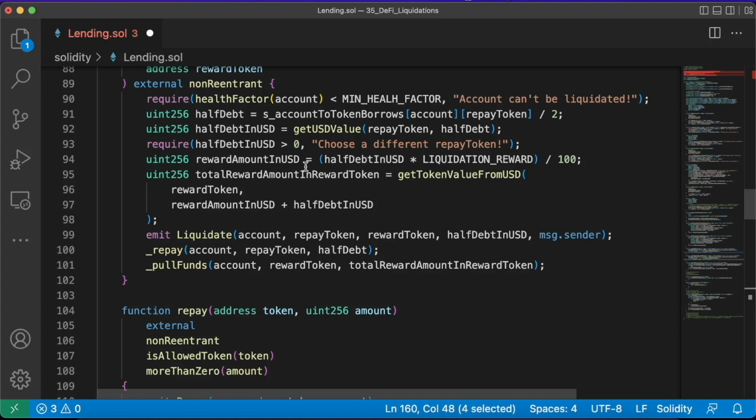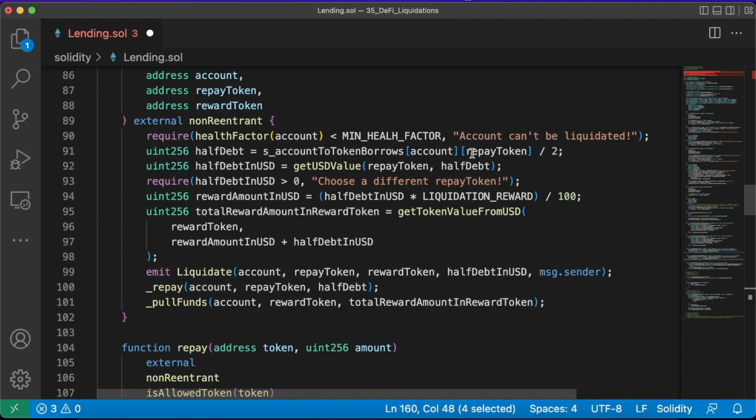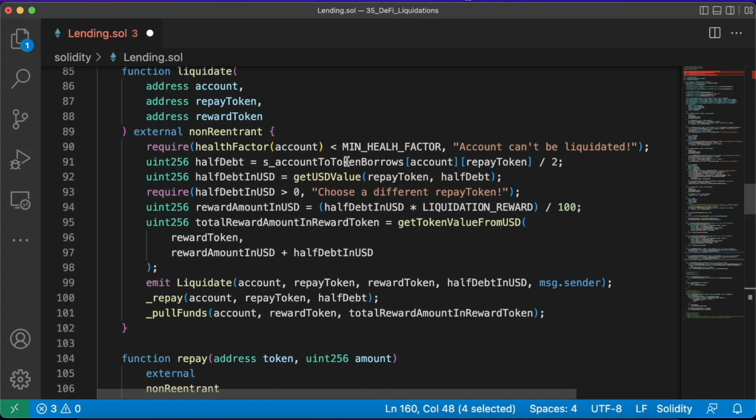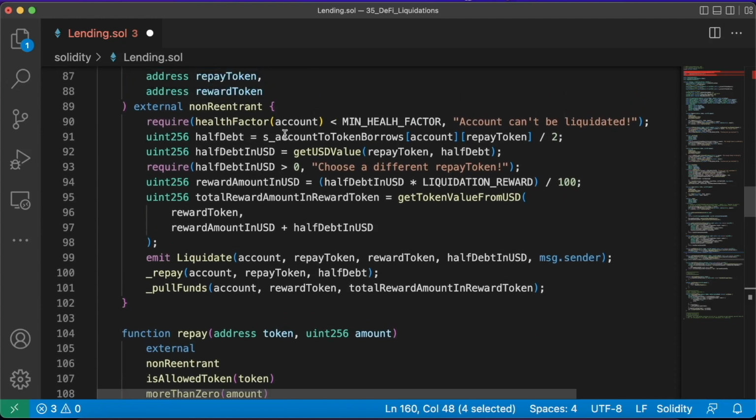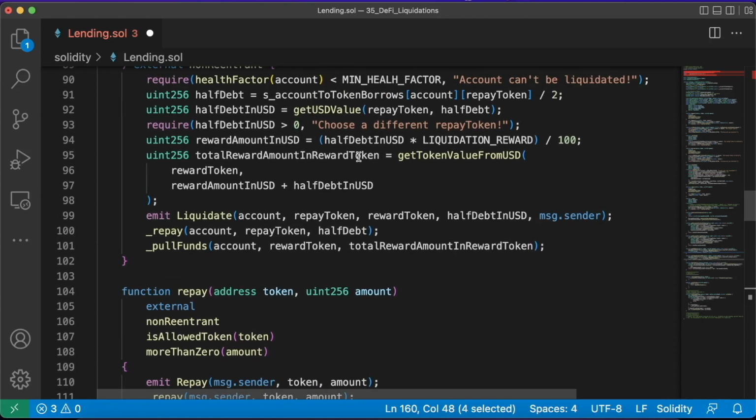The way that liquidations happen in this protocol is basically that the liquidator will pay half of the debt in the repay token of that specific account. So here we're getting the repay token debt that the account being liquidated has. We divide it by 2. Then we get that value in USD, and that's the amount that the liquidator needs to pay. And it will be repaid in this statement here with the internal repay function.